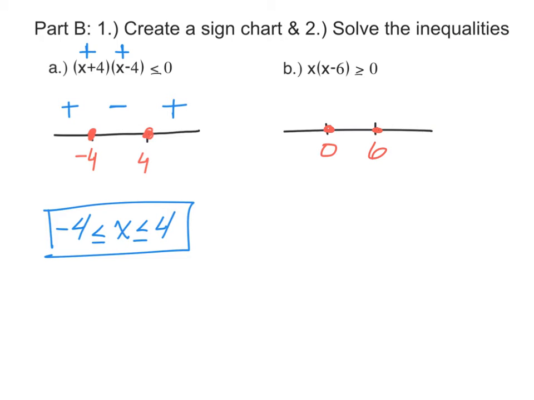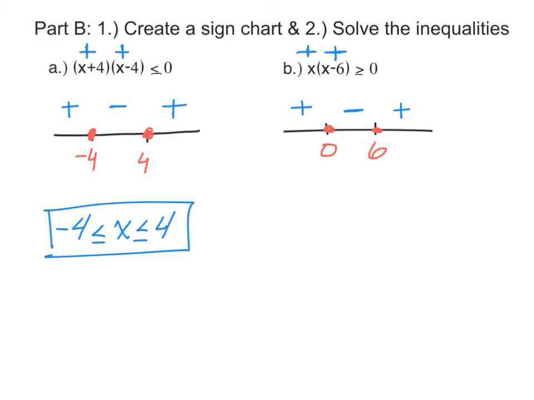Now test each interval. Pick a number that's smaller than 0, like negative a billion. Negative a billion is negative, and negative a billion minus 6 is negative. Negative times negative is positive. Next, pick a number in between 0 and 6, like 1. 1 is positive, but 1 minus 6 is negative. Positive times negative is negative. Then pick something on the third interval, like a billion. A billion is positive, and a billion minus 6 is positive. Positive times positive is positive.